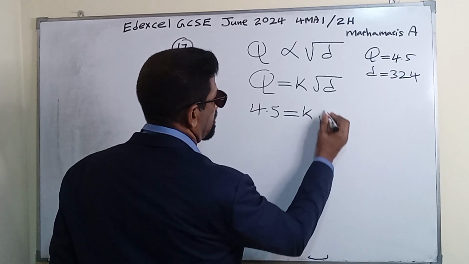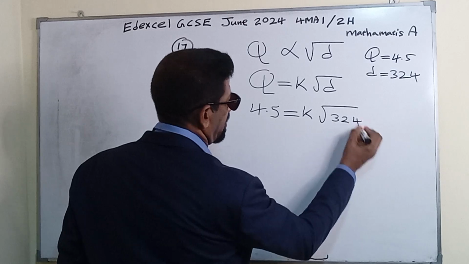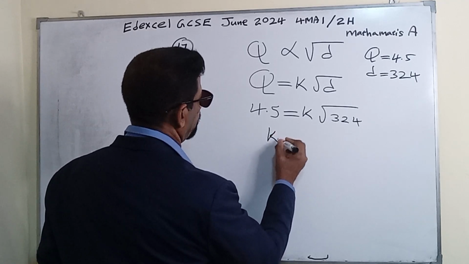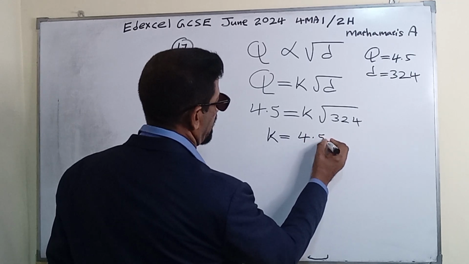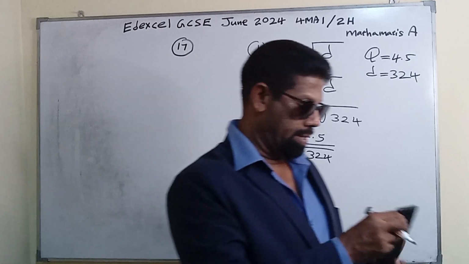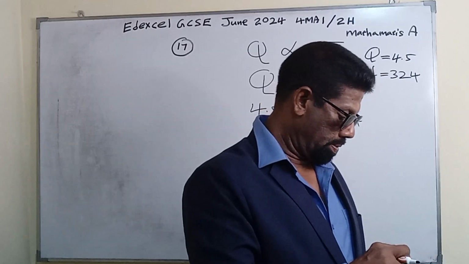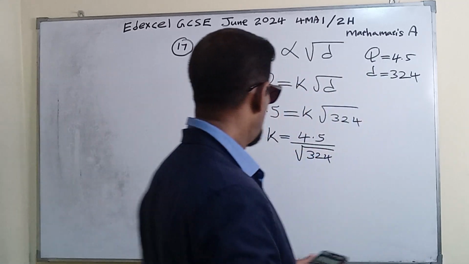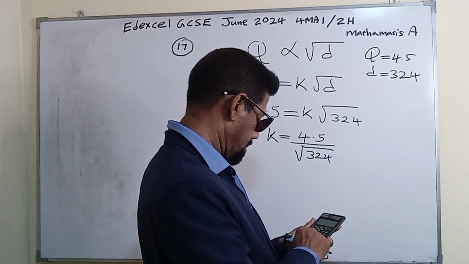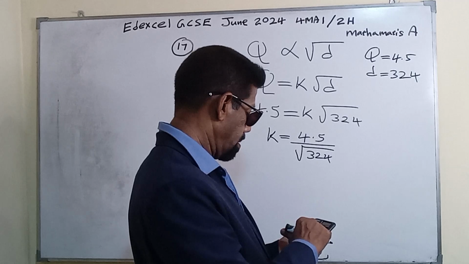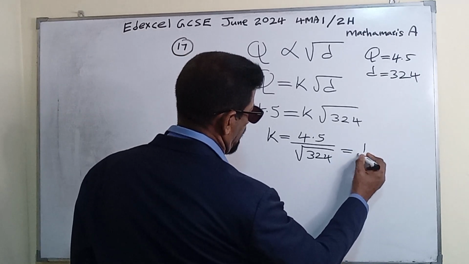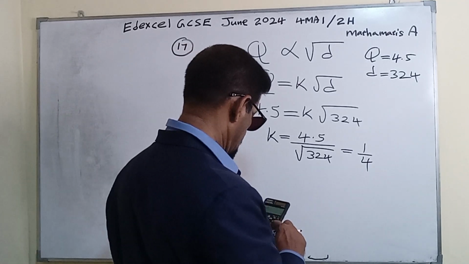So k equals 4.5 over the square root of 324. Use the calculator and you can find that value. 4.5 over square root 324 is 1 over 4. So that value is 1 over 4, which is 0.25.